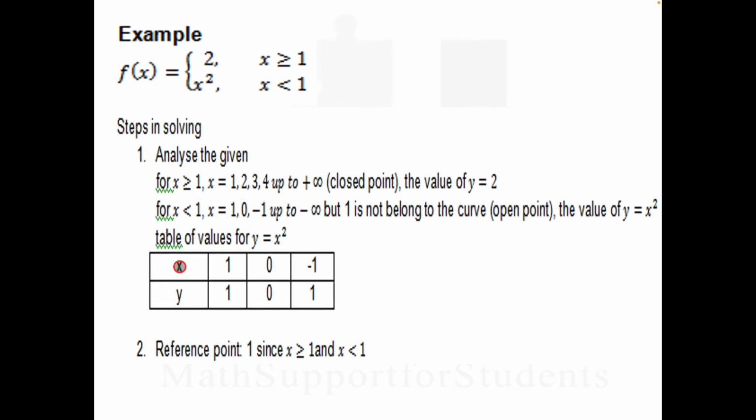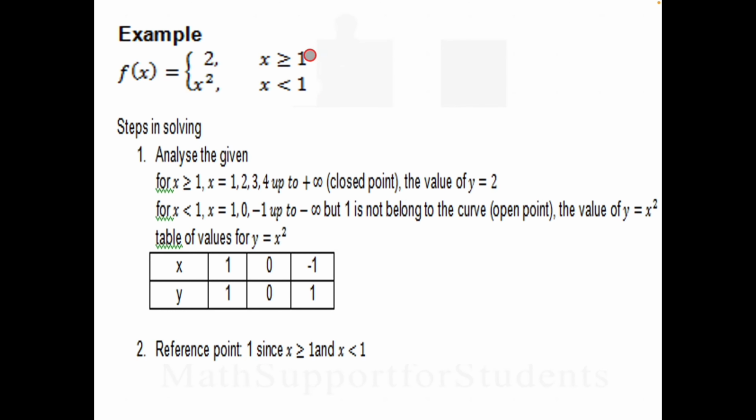So, this is your x and this is your y. Meron tayong value ng x, which is 1, 0, and negative 1. Now, pag sinubstitute natin yung value ng x dito sa ating equation, y is equal to x squared, kung ito ay 1, 1 times 1 is still 1. Kung siya naman ay 0, 0 times 0 ay 0. Negative 1 times negative 1 is positive 1. Now, next is the reference point is 1.